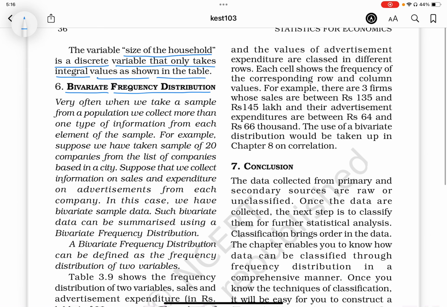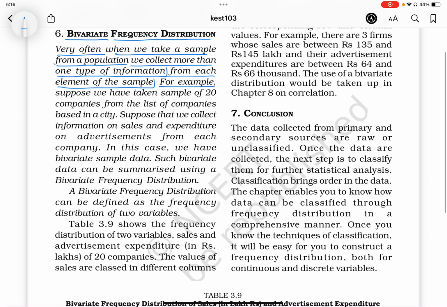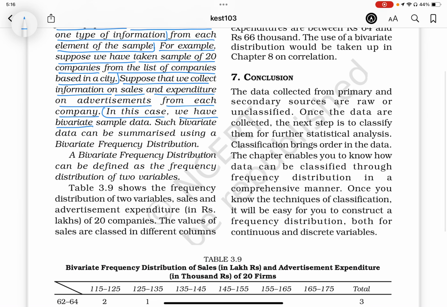Bivariate frequency distribution. Very often when we take a sample from a population, we collect more than one type of information from each element of the sample. For example, suppose we have taken a sample of 20 companies from the list of companies based in a city. Suppose that we collect information on sales and expenditure on advertisements from each company. In this case, we have bivariate sample data. Such bivariate data can be summarized using a bivariate frequency distribution.